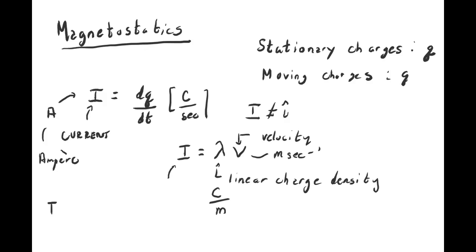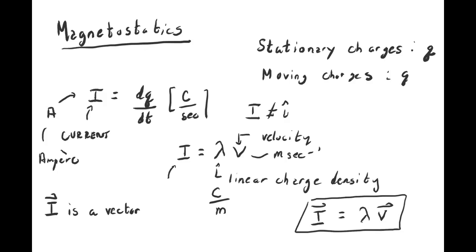Now, you may not be used to thinking about this, but current is actually a vector. It has a magnitude and it has a direction, just as velocity and speed are two different things. Speed is the norm of the velocity vector. So the proportionality constant between the current, I, and the velocity of a charge is just the linear charge density, lambda.